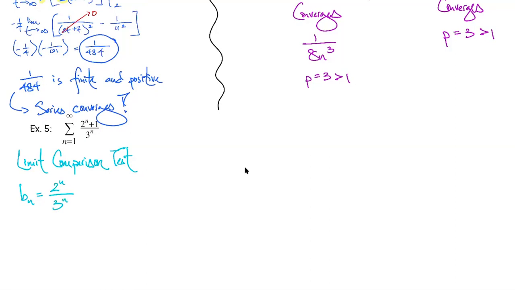How else could I rewrite this? 2/3. 2/3, like just cancel out the n? Yeah, that is illegal. We can't just cancel out the n's like that.